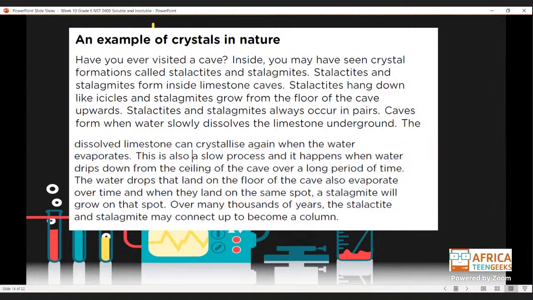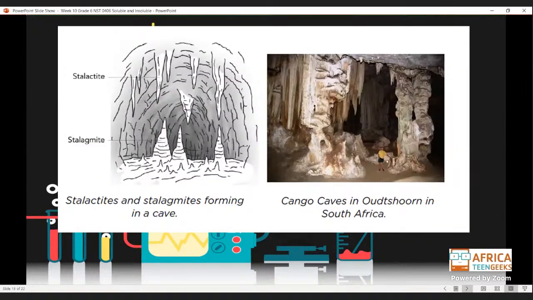long period of time. The water drops that land on the floor of the cave also evaporate over time. And where they fall on the same spot repeatedly, a stalagmite eventually forms. Over many thousands of years, the stalactite and stalagmite may connect to become a column, as you can see in the images. In this image, you can actually see that taking place. There you go. You don't need to draw this image.